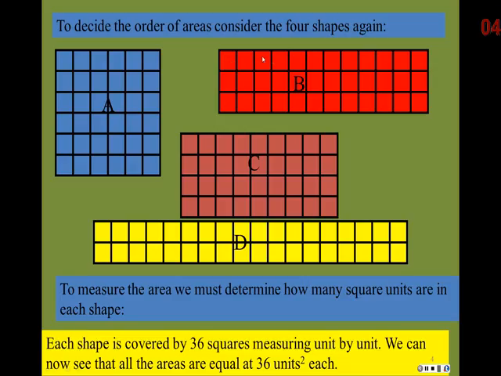This is 1, 2, 3, 4, 5, 6, 7, 8, 9, 10, 11, 12. 12 times 3 is also 36. So even though B may look smaller than A, they are the same size. Then for C, we have 1, 2, 3, 4, 5, 6, 7, 8, 9, and then 4. Well, 9 times 4 is also 36.